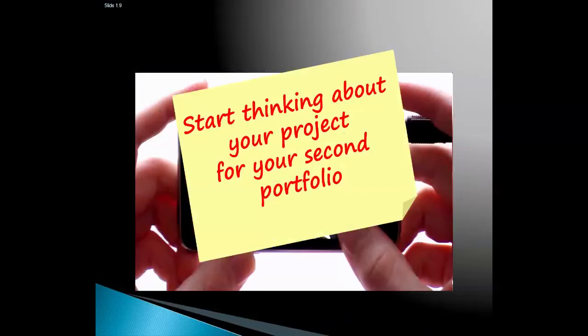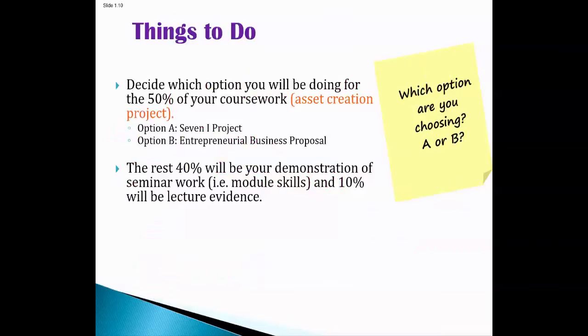So please start thinking about your second portfolio, your asset creation project. Which one will you be doing? Would you be doing the 7i or the entrepreneurial business proposal? Which one is closer to you? Which option are you choosing? Will you do something a bit more creative or a bit more entrepreneurial, business-oriented? And what will you be exactly doing? Can you incorporate your hobbies, curiosities, passions, excitements into this?